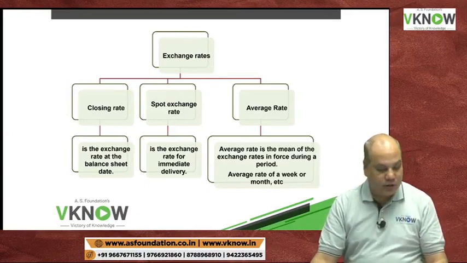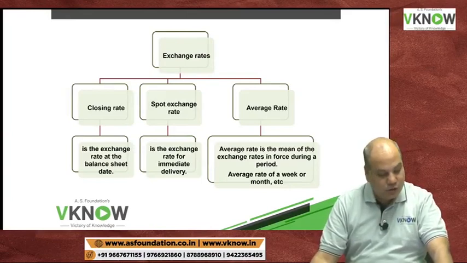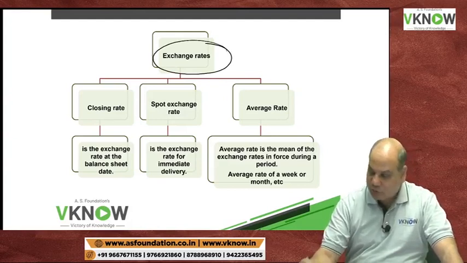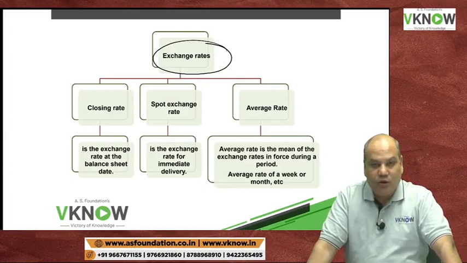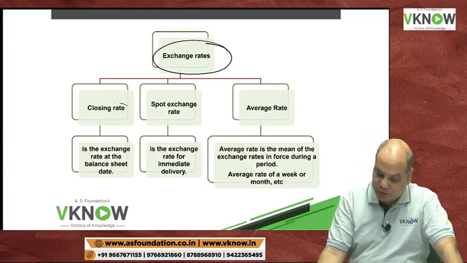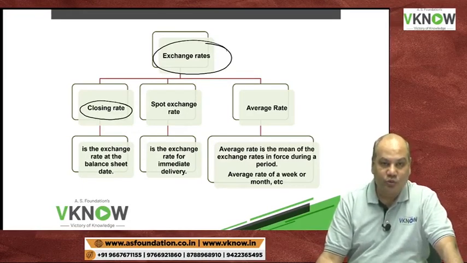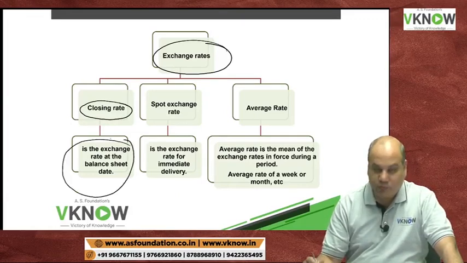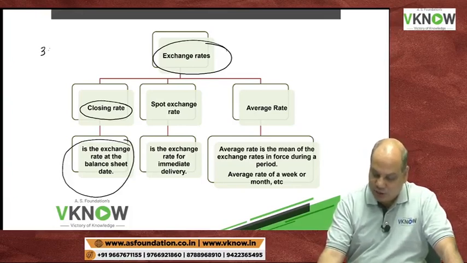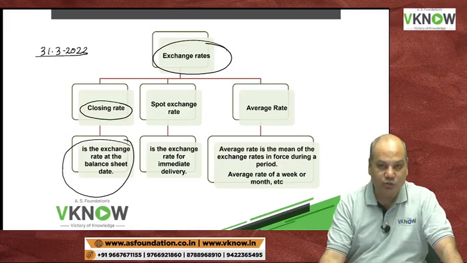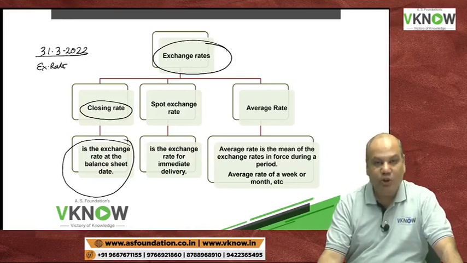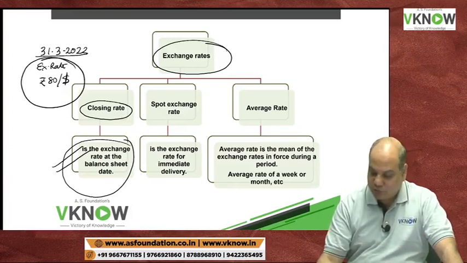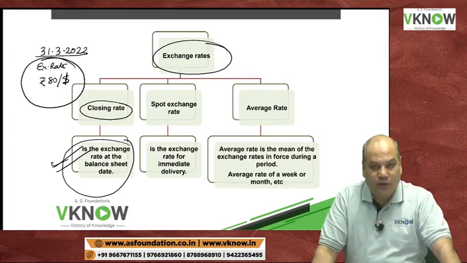Okay? So now for understanding purpose, in your book we have average rate, closing rate, spot rate. So these three terms I will discuss today, and immediately we will take few questions once the basics are clear. This chapter uses terms like closing rate. At several places they will ask you to use closing rate. So what do you mean by closing rate? Closing rate means the rate of exchange on the balance sheet date. So if balance sheet date suppose is 31st March 22, and on that date the exchange rate between dollar and rupees is rupees 80 per dollar on that day, then this rate will be called as closing rate, rate of exchange on the balance sheet date.